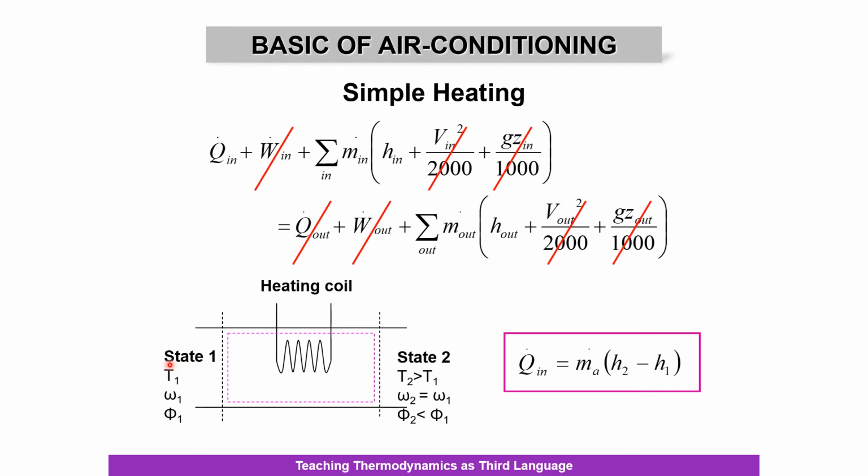So if you neglect any fan work that may be present, for the conservation of energy equation we neglect the kinetic and potential parts, so there is no energy leaving the system and no pumping work done, in and out. If you simplify this equation, you get the equation for simple heating in air conditioning processes. So the Q in through the heating coil is given by m dot a times (h2 minus h1). Right. So that is for simple heating.